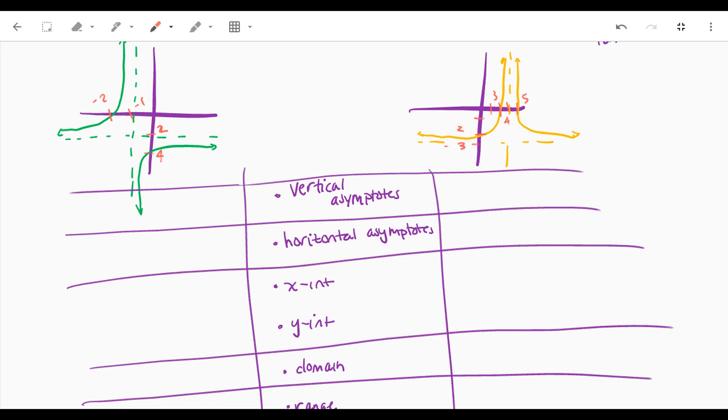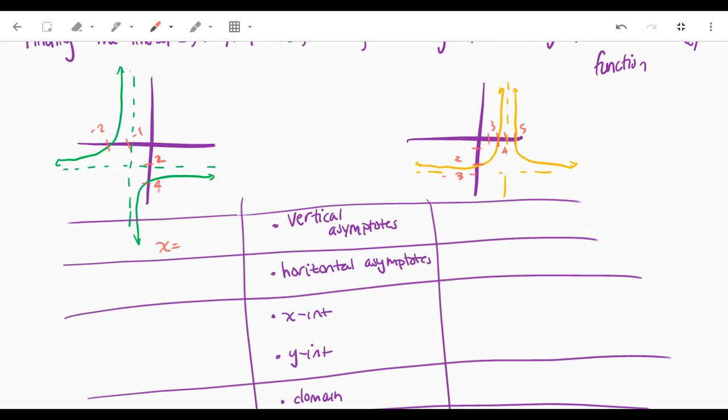Okay, so this one on the left, the vertical asymptotes are always going to be parallel to the y-axis. So vertical asymptotes are always going to be x equals. Okay, so our vertical asymptote is going to be right here. And on the green one, it's x equals -1. On the yellow one, it's going to be x equals 4.